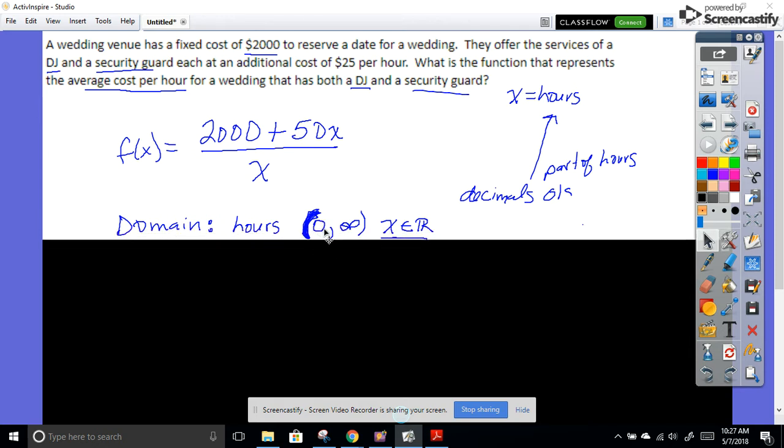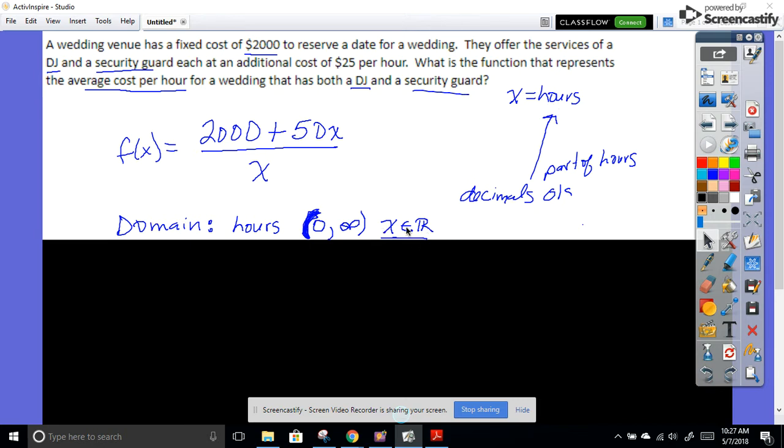Well, we know we're not going to have a wedding that has any negative hours, and we can't have a wedding that has no hours because then we'd be dividing by 0. We can't do that. So our interval is going to be technically from 0 to infinity, but we could technically put a cap on it because we're not going to have a wedding last more than, let's say, 24 hours or something like that. But anyway, we're not going to worry about that right now. We can have decimals. Why can we have decimals? Because you can have a wedding last 2.6 hours, okay?